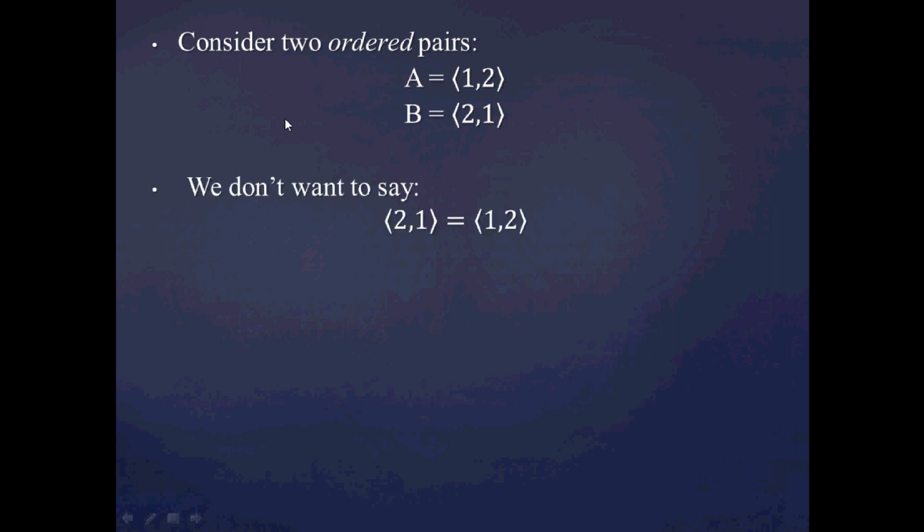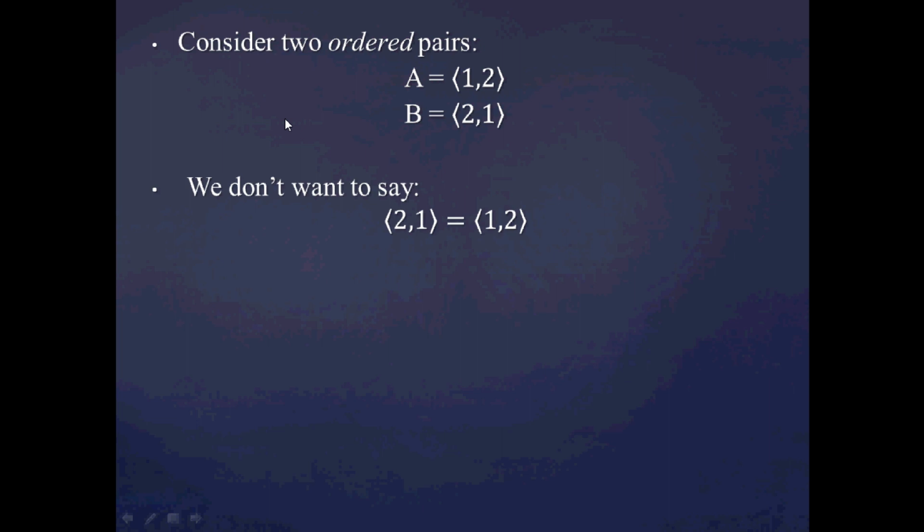Let's say I have the ordered pair A, which is going to be represented by these angled brackets. I'm going to use this notation from now on. The angled brackets containing the elements 1 and 2. And let's consider another ordered pair B, which contains 2, 1. Now, in our notion of sets, as we saw in the previous slide, we would consider the set containing 1, 2 and the set containing 2, 1 to be the same set. But in our notion of ordered pairs, we don't want to make the statement that 2, 1 is the same as 1, 2.